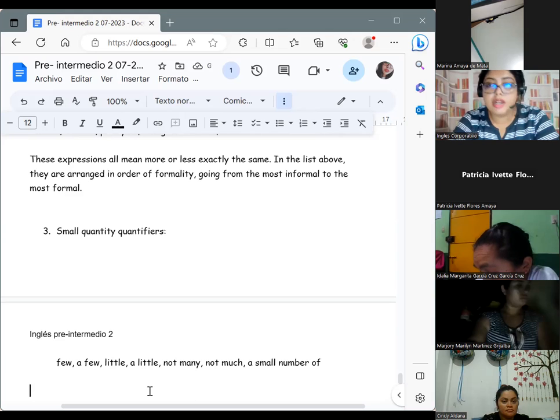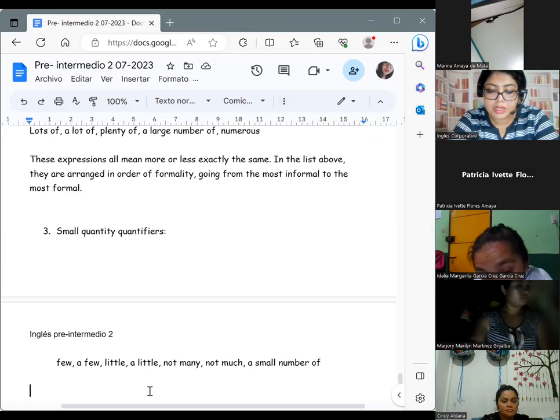These quantifiers are normally only used in affirmative statements, to which they give a negative coloring.